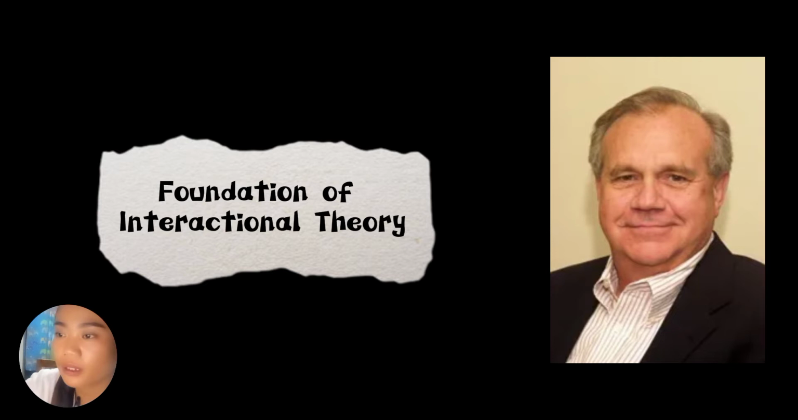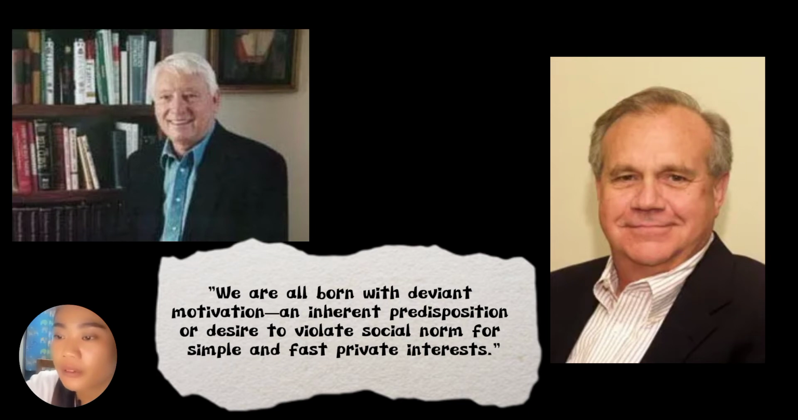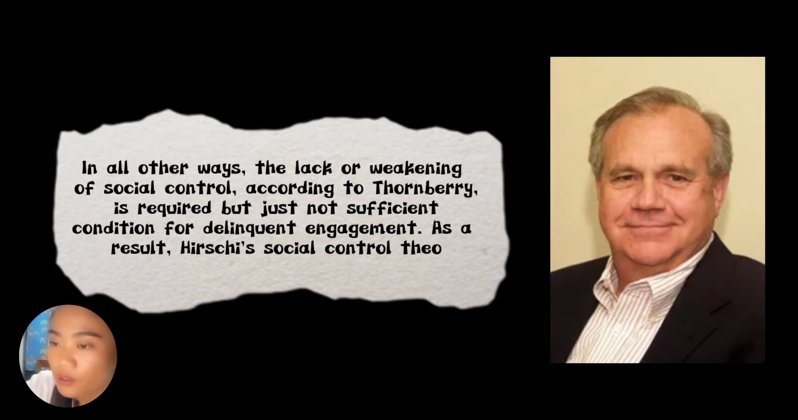On the foundation of interactional theory, Thornberry agrees with Hirschi that we are all born with deviant motivation, an inherent predisposition or desire to violate social norms for simple and fast private interests. When societal restrictions are missing or inefficient, we are more likely to participate in deviant behavior since our inherent genetic disposition is allowed to manifest itself. In all other ways, the weakening of social control, according to Thornberry, is a required but not sufficient condition for delinquent engagement. As a result, Hirschi's social control theory needed to be expanded to include Akers's social learning theories and propositions.